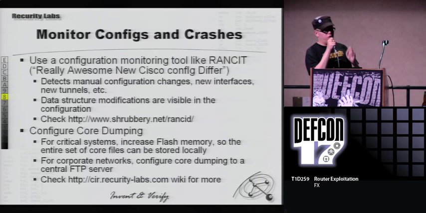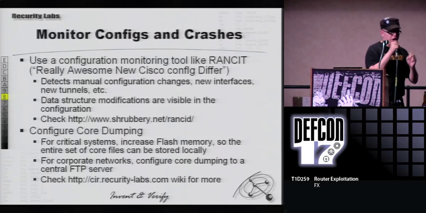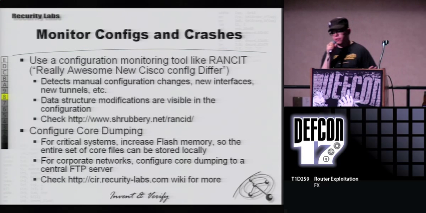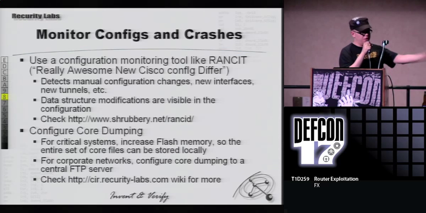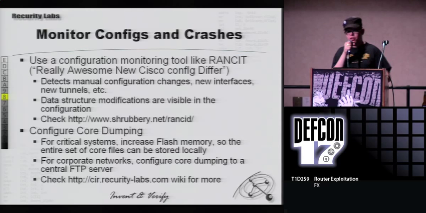And configure core dumping. Core dumping is the only way you can ever find out if someone owned your router or not. If you didn't configure it beforehand, it didn't happen. You have no evidence whatsoever. So just place an FTP server somewhere and tell all your Ciscos to dump core when they crash. This also helps harassing Cisco to fix the bug if it's not a security issue.